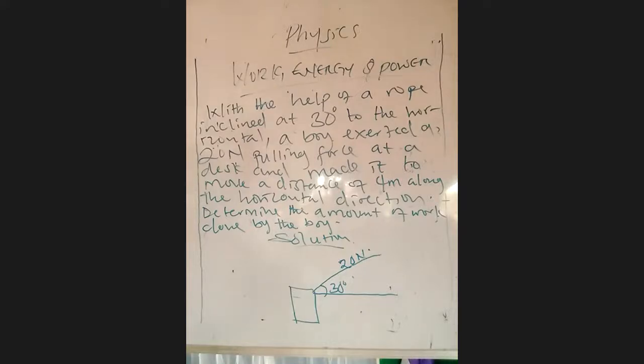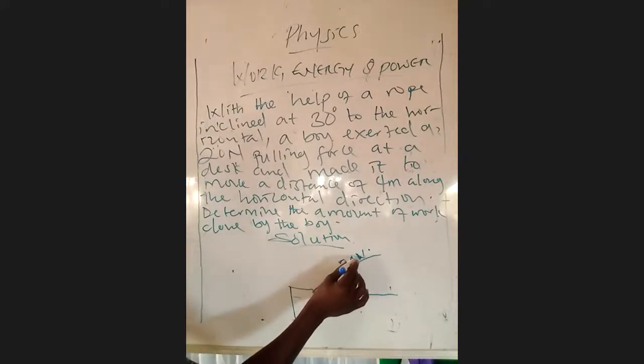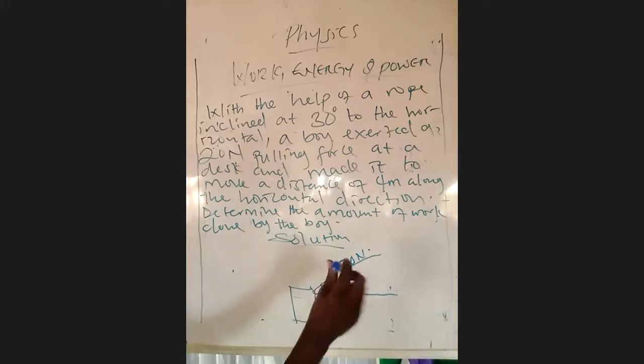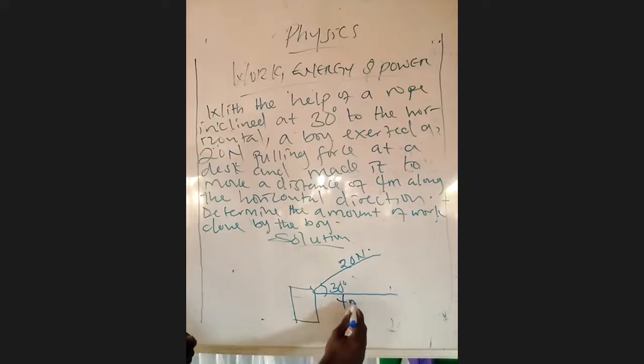So when it moved the load with the 20 Newton force, the distance it moves is just 4 meters. 4 meters along the horizontal line. That is somewhere here. Along the horizontal line, 4 meters. Determine the amount of work done by the boy. So we are going to determine the amount of work done by the boy.